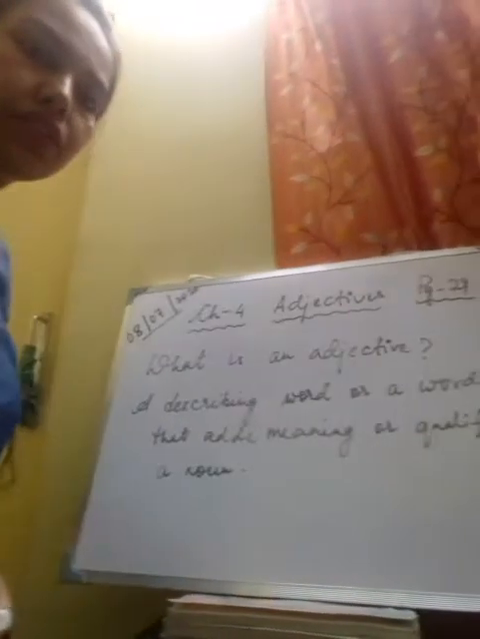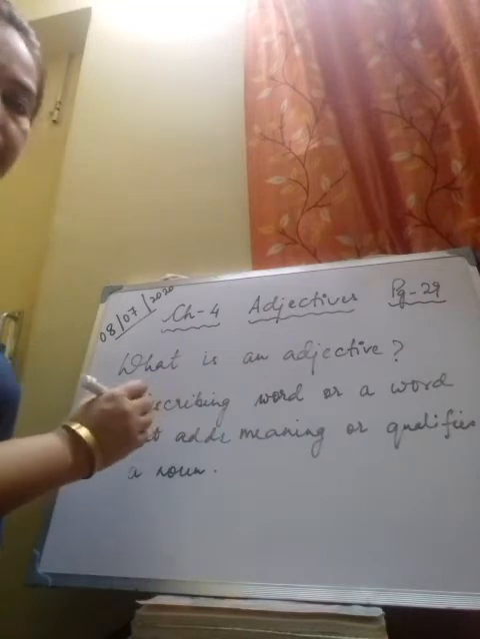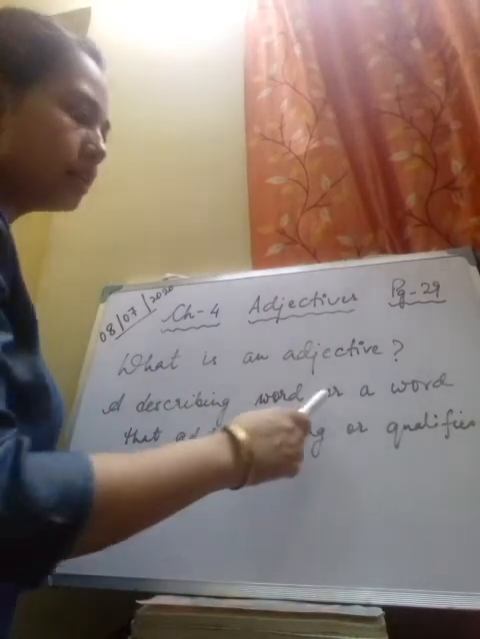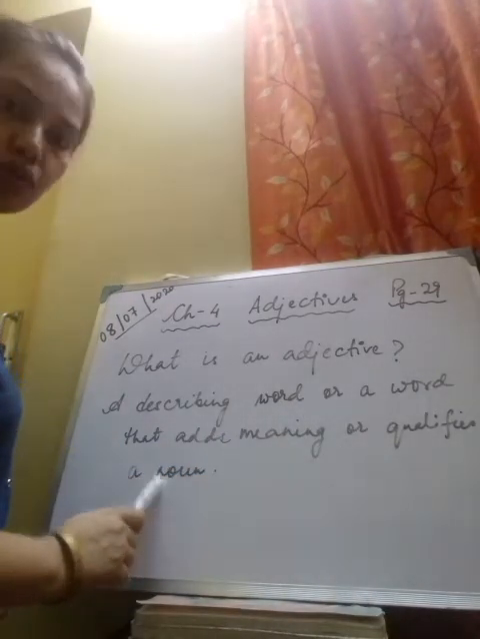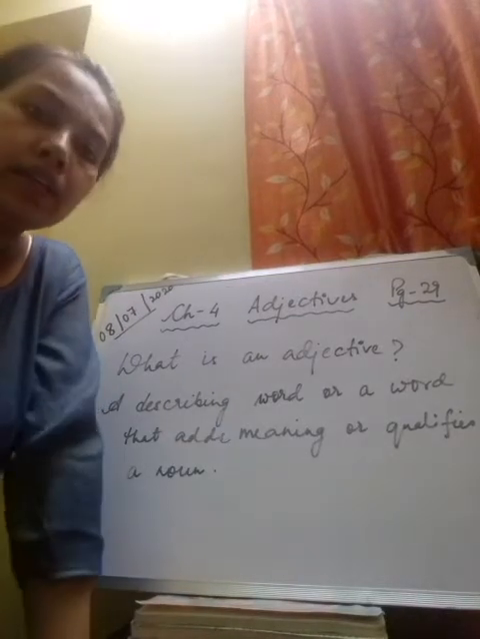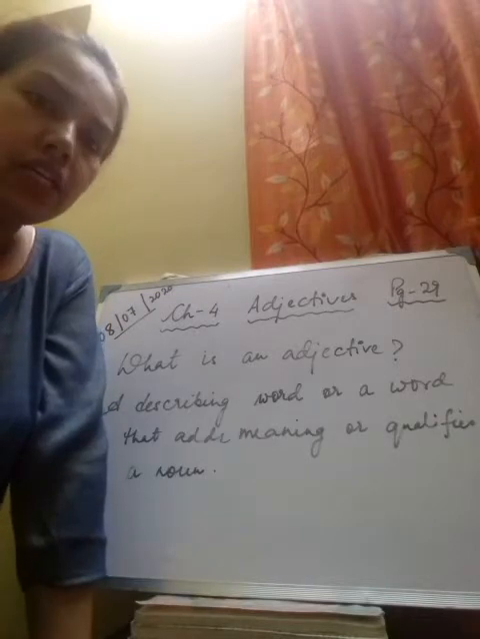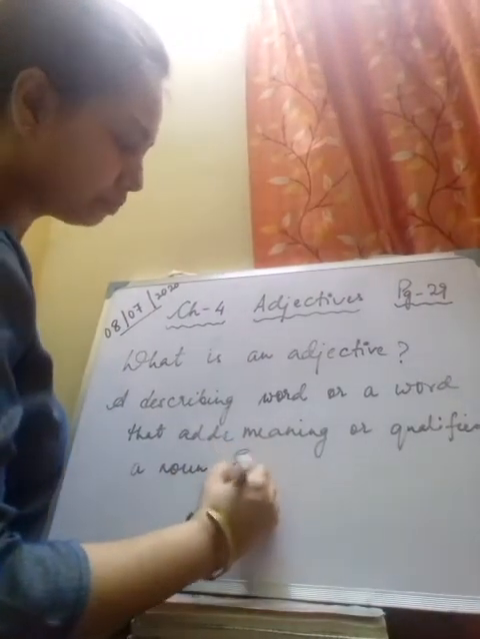So what is an adjective, children? An adjective is a word that describes a noun. It may be called a describing word or a word that adds meaning or qualifies a noun. So an adjective is called a describing word. It is said to qualify a noun or add meaning to a noun. Now let us take some examples.